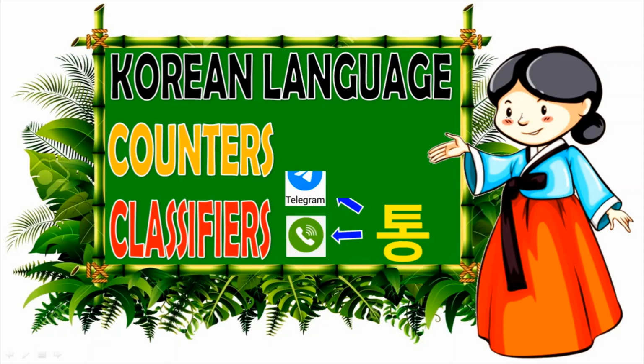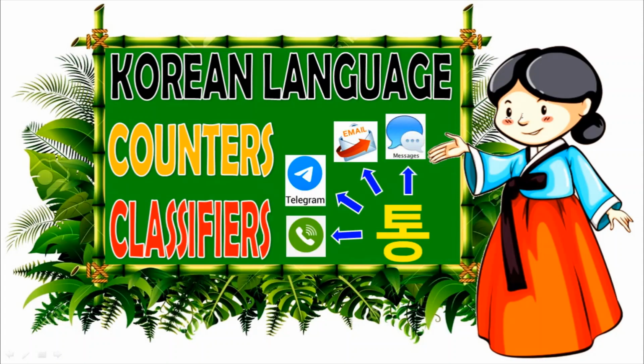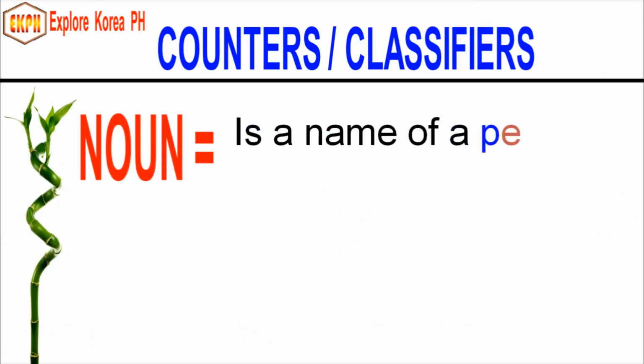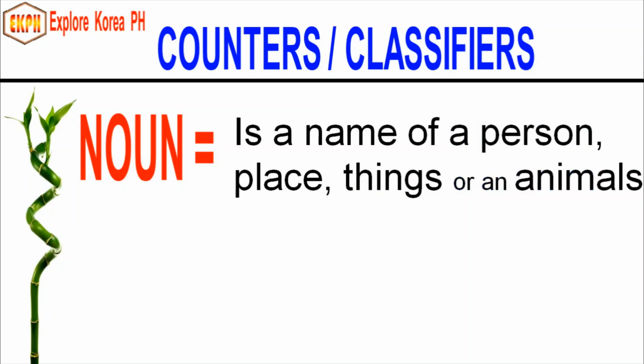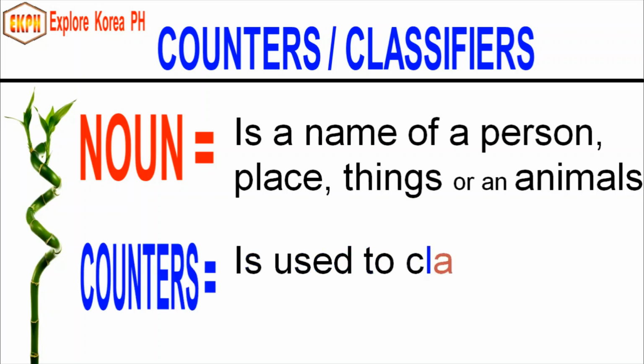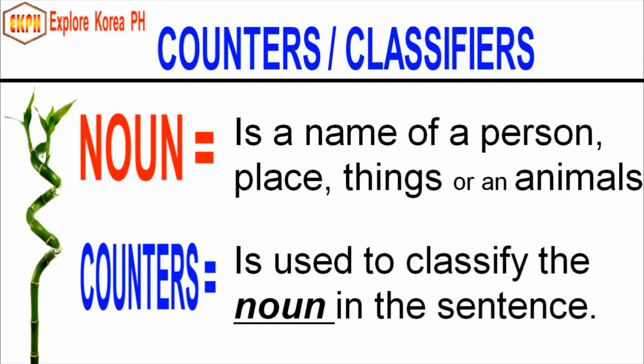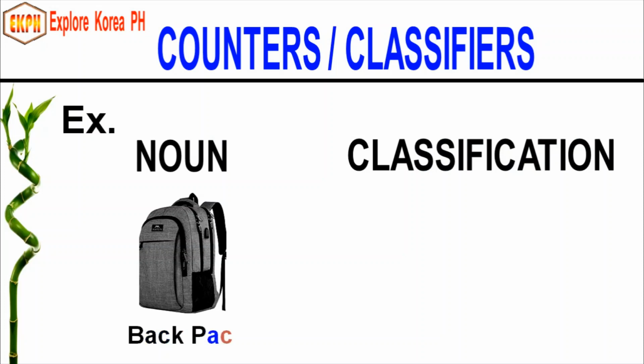Alright, so our topic is Korean language, or Korean counters and classifiers. Okay, so what is a noun? A noun is the name of a person, place, things, or animals. Okay, pangalan. Ang counters naman is used to classify the noun in the sentence. Okay? For example, okay, backpack. Ano ba yung classification ng backpack or where it belongs?